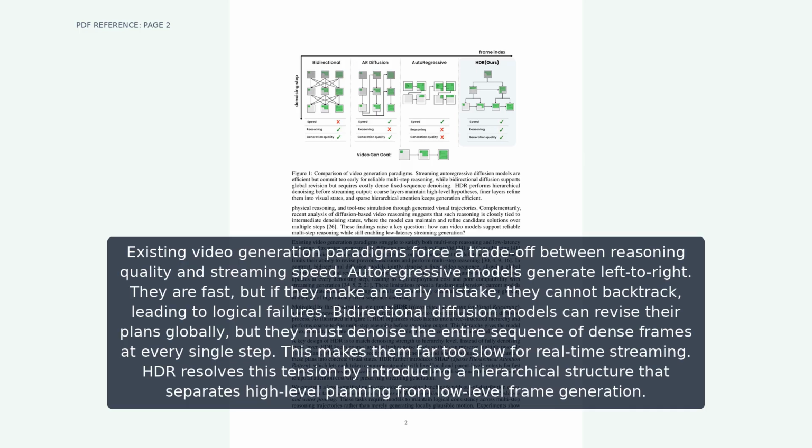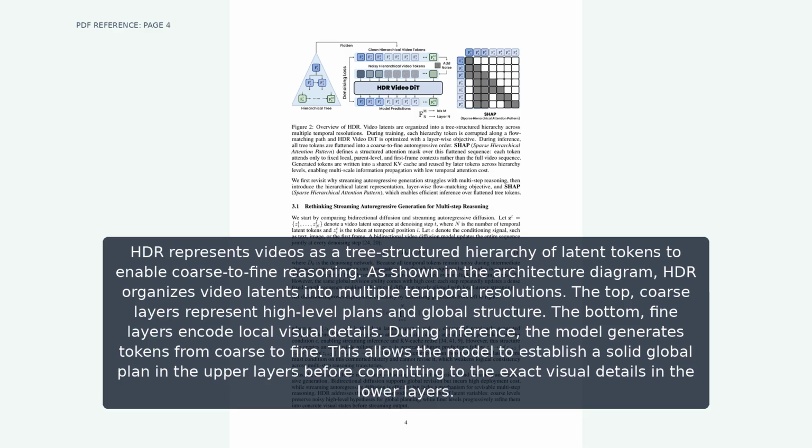Bidirectional diffusion models can revise their plans globally, but they must denoise the entire sequence of dense frames at every single step. This makes them far too slow for real-time streaming. HDR resolves this tension by introducing a hierarchical structure that separates high-level planning from low-level frame generation. HDR represents videos as a tree-structured hierarchy of latent tokens to enable coarse-to-fine reasoning.